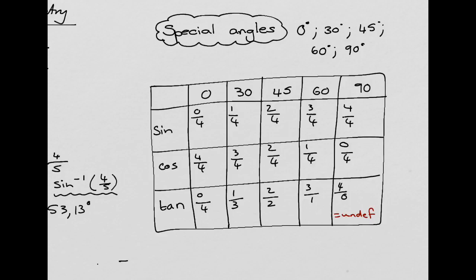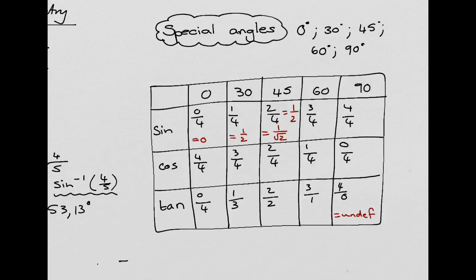So 0 divided by 4 is 0, square rooted is 0. So the sine of 0 degrees is 0. Then simplify this, 1 over 4, so take the square root of it is a half. Correct myself, 1 over 2. So that ends up being 1 over root 2.